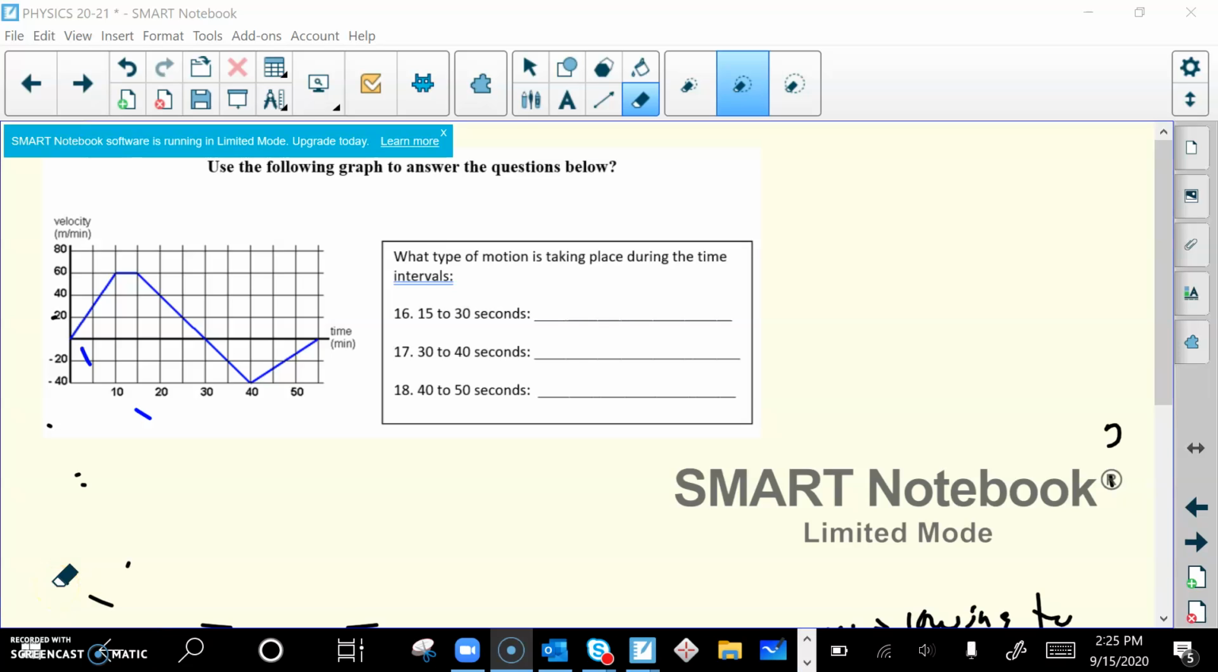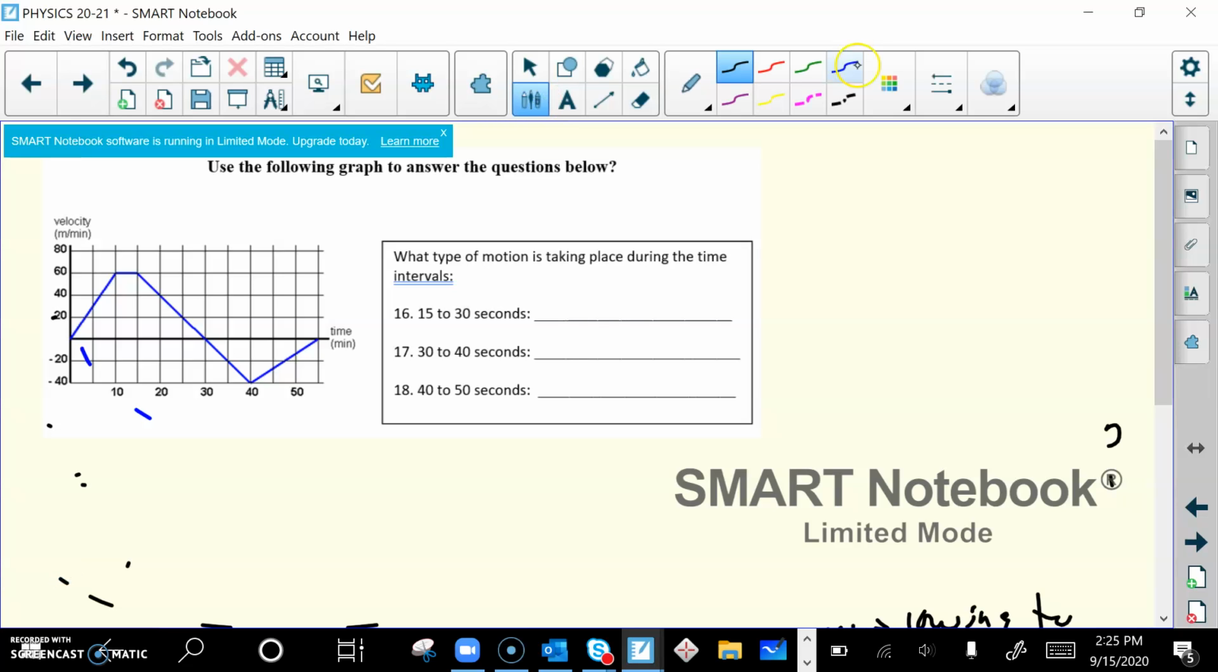Hey guys, we finished up last time on the review with describing the graph on the negative and the positive. What's the difference between both sides? So let's continue the talk.